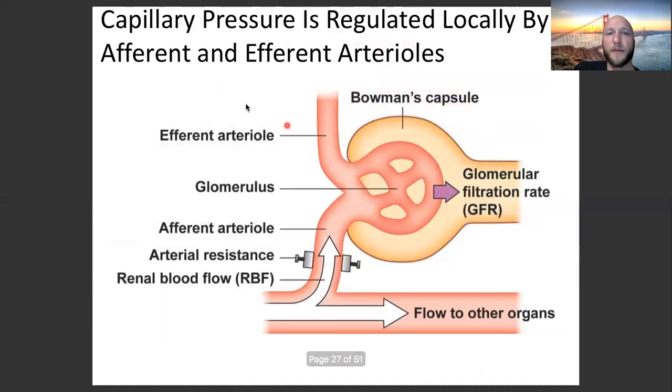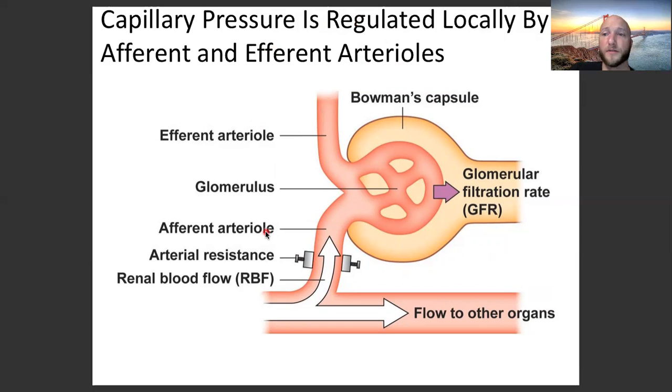All right, so capillary pressure is regulated locally by afferent and efferent arterioles. So your body wants to regulate GFR. It wants to regulate how much fluid is becoming ultrafiltrate. Your body can change and alter and regulate this. And it does so locally by the afferent and efferent arterioles.